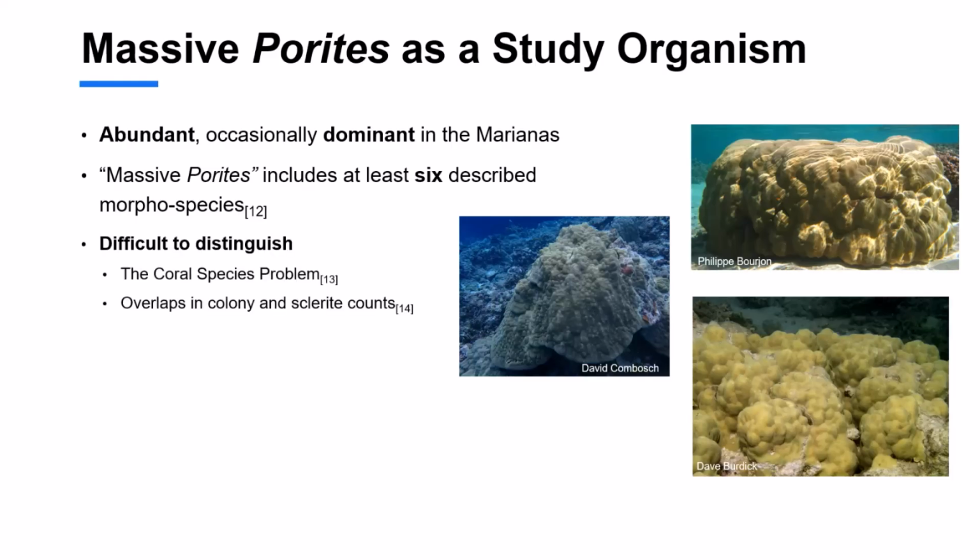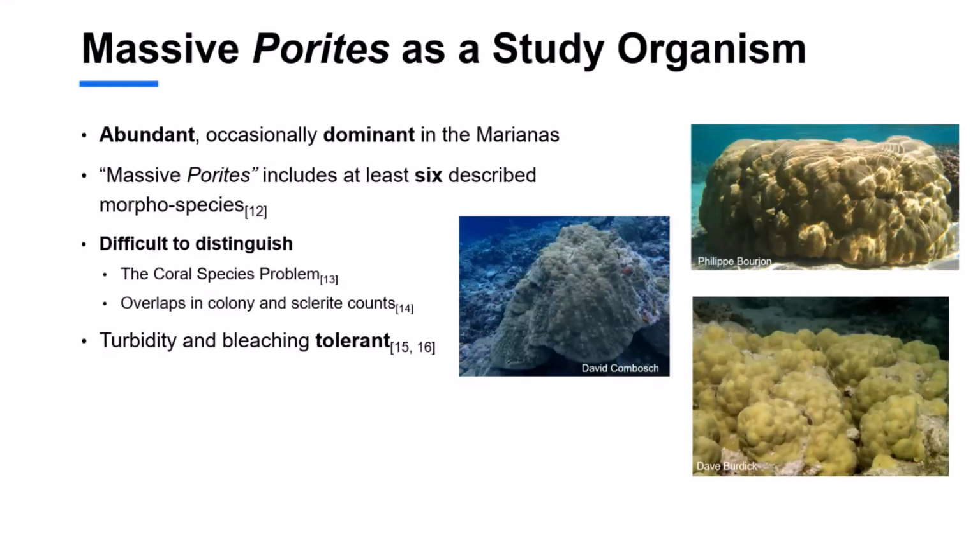However, they're incredibly difficult to distinguish at a morphological level. In fact, the coral species problem, which is a term that describes the genetic and morphological crossing over between species, was actually coined around the massive Porites as a group. So, pretty infamous in their inability to conform to traditional species definitions. There are overlaps in both gross colony and corallite count morphology, which are often seen as the sort of taxonomic silver bullets to distinguish morphological species.